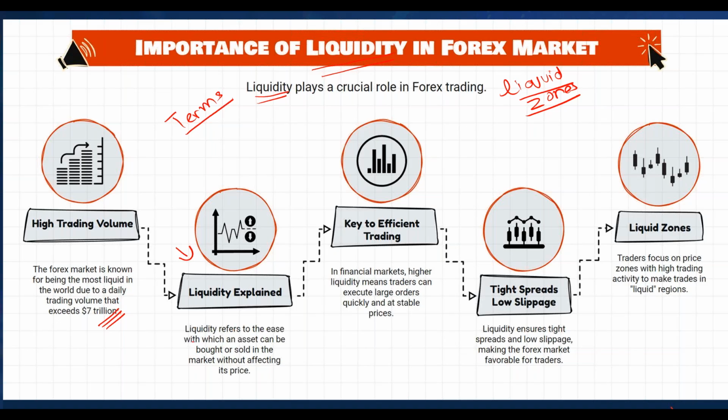Liquidity refers to the ease with which an asset can be bought or sold in the market without affecting its price. In other words, it's the ease with which you can buy or sell any asset. By asset, I don't mean cars or something; it's obviously our symbols, the tradable symbols that we trade. So it's basically an ease.